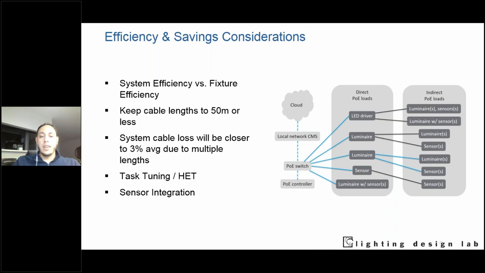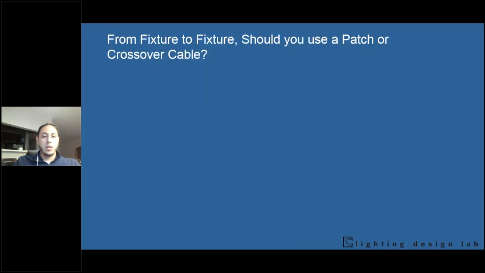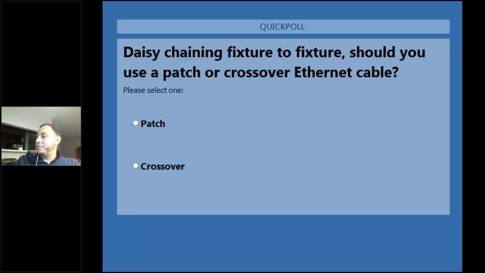But before I do so, can we get one more poll here for participation? I want to make sure everyone's still awake. When you are daisy chaining from fixture to fixture, will you want to use a patch or a crossover cable? So from fixture to fixture, when you're daisy chaining, because it's the same device, do you want to use a patch or a crossover cable?